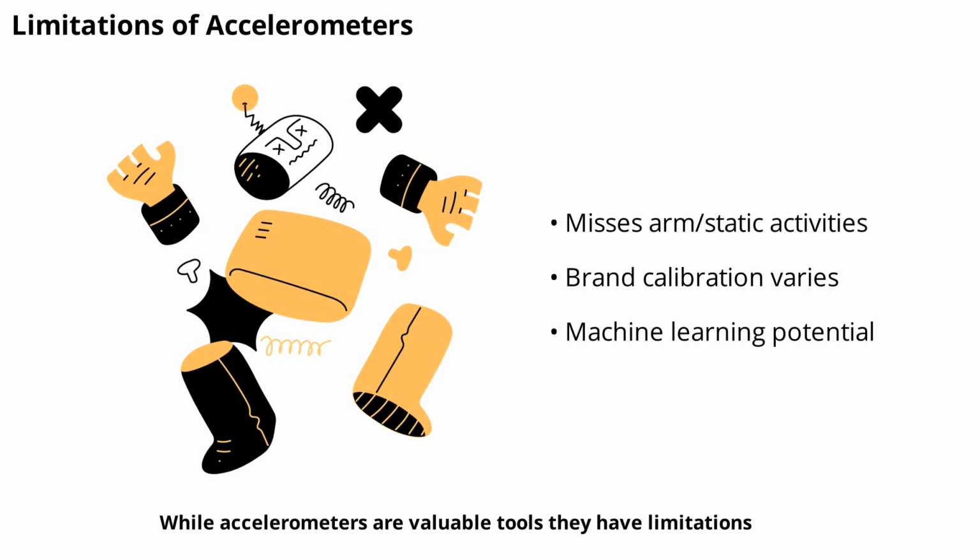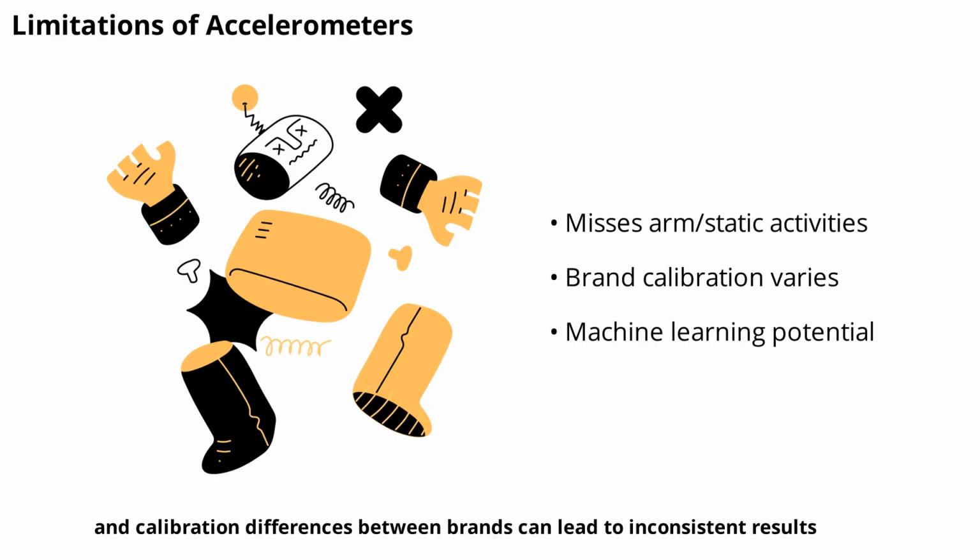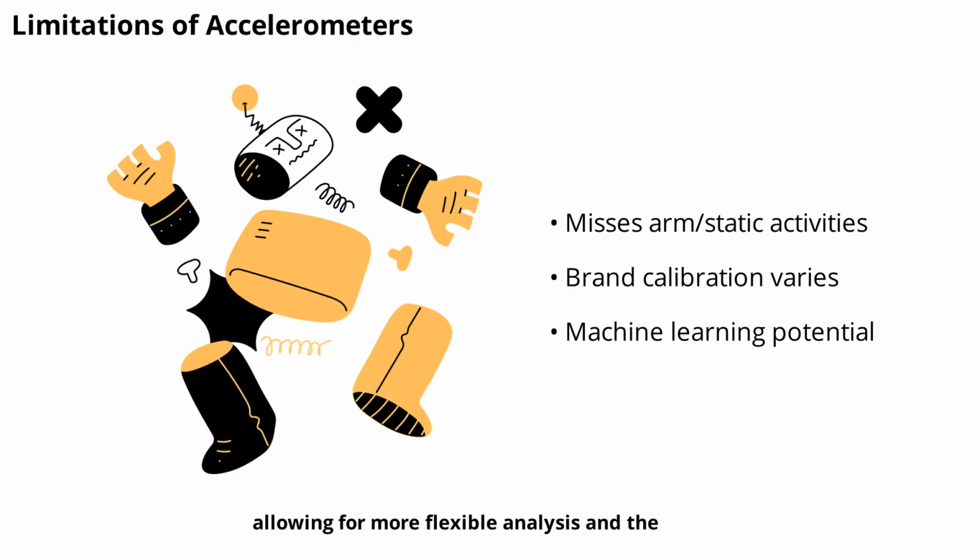While accelerometers are valuable tools, they have limitations. They may underestimate the energy cost of activities involving arm movement, carrying loads, or static exercises. Placement on the body affects the data, and calibration differences between brands can lead to inconsistent results. Newer devices collect raw acceleration data, allowing for more flexible analysis and the use of machine learning to identify activity types. However, these approaches require large datasets and complex algorithms, which can be a barrier for some studies.